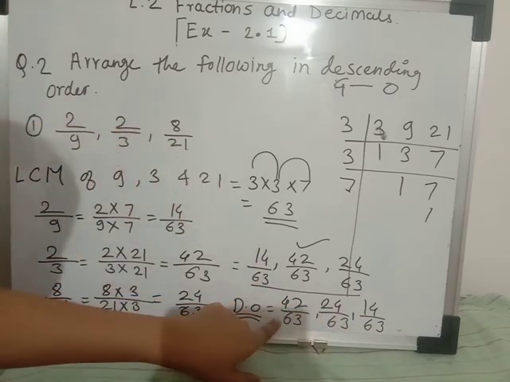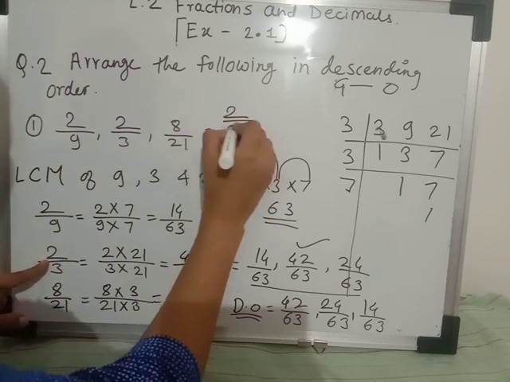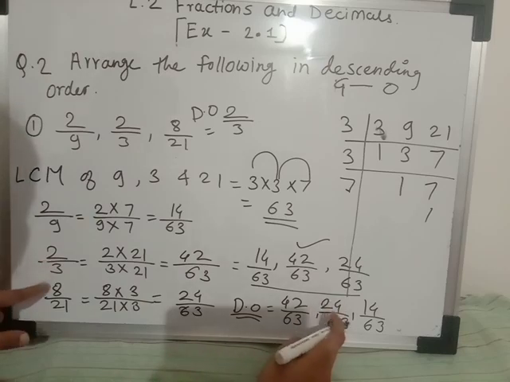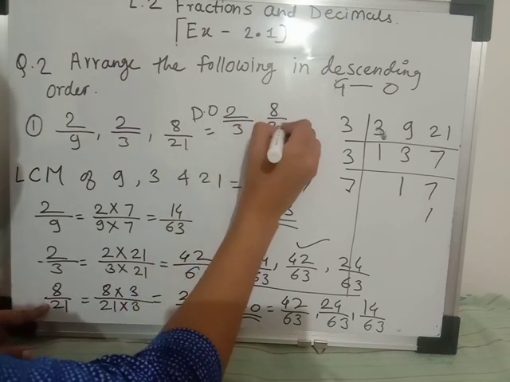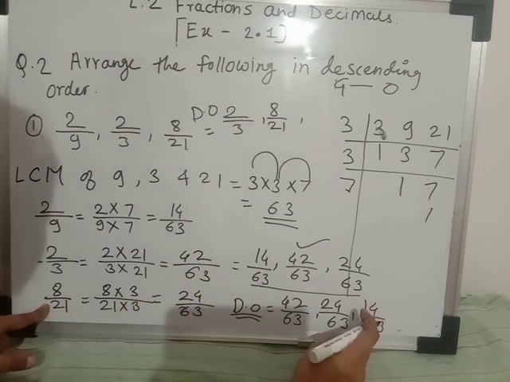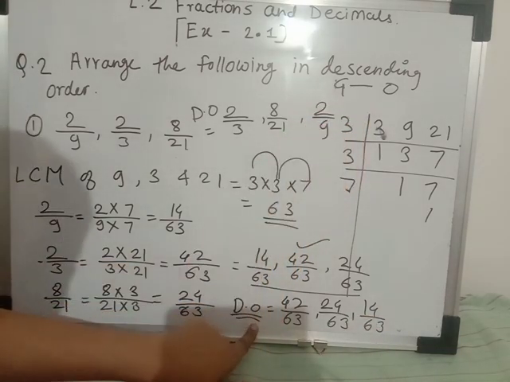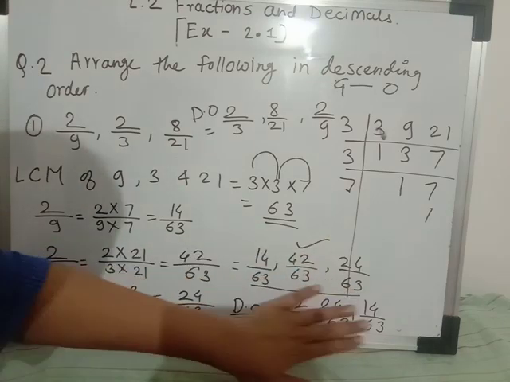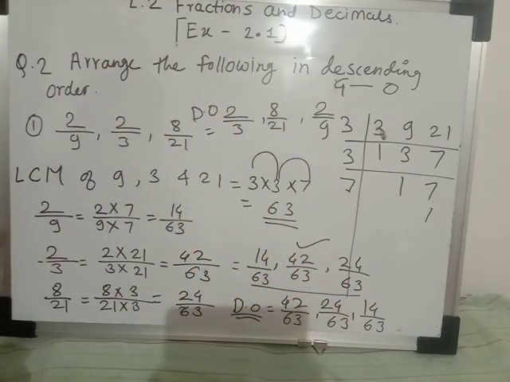Now 42 upon 63, from which fraction we got this fraction, that is 2 upon 3. So let's just write 2 upon 3. So this is the descending order of this. Okay, 24 upon 63, we got this from which fraction, that is 8 upon 21. Okay, and the last fraction we got from which fraction, that is 2 upon 9. So 2 upon 9. So after arranging these numbers in descending order, you have to write the last step: whatever fractions you got, from which original fractions, and then you have to arrange them again in descending order.